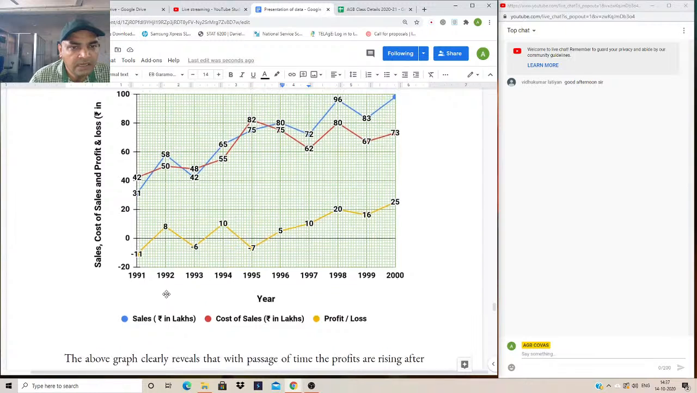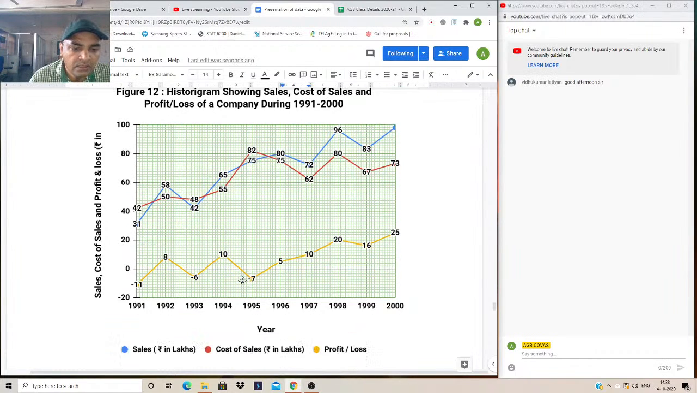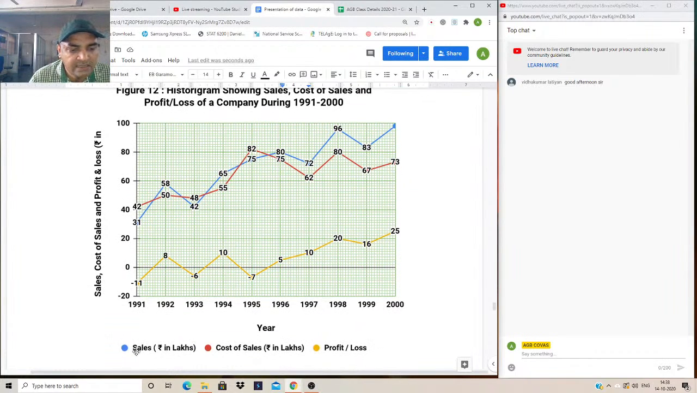So here again, same thing. A self-explanatory title: histogram showing the sales, cost of sales, and the profit/loss of the company from 1991 to 2000. And there are also the legends. That is, the blue line shows you the sales, the red line shows you the cost of sales, and then the profit/loss can be seen with the yellow line.